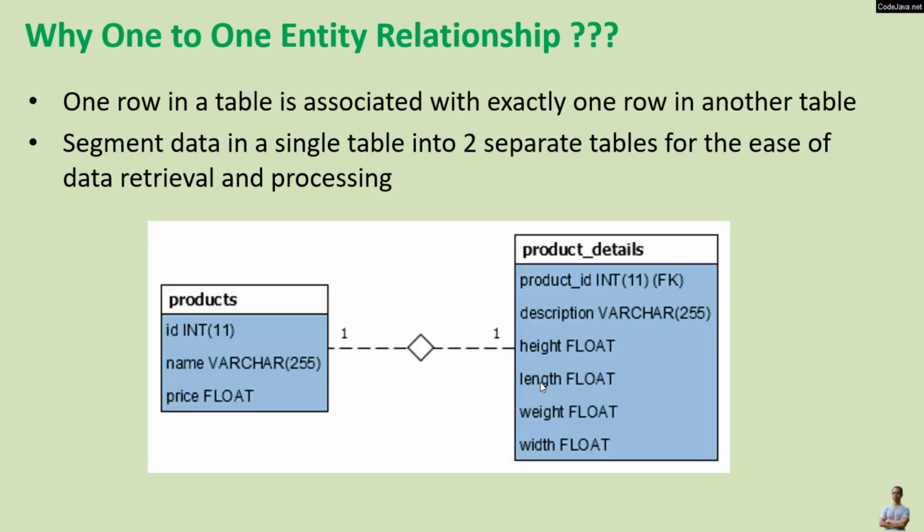Let's see an example. Here we have two tables, products and product details, and the entity relationship between these two tables is one-to-one, meaning that a product has only one product detail and a product detail belongs to only one product.